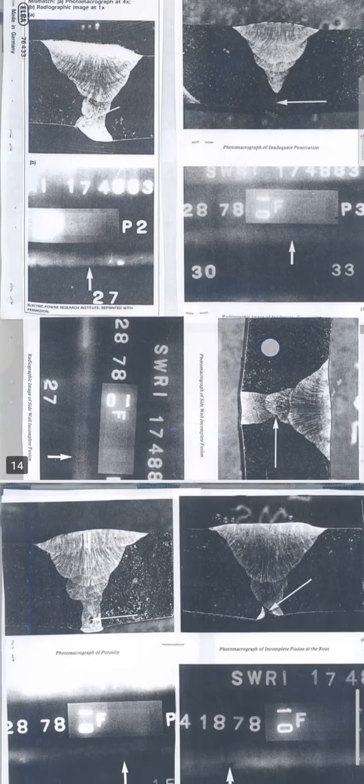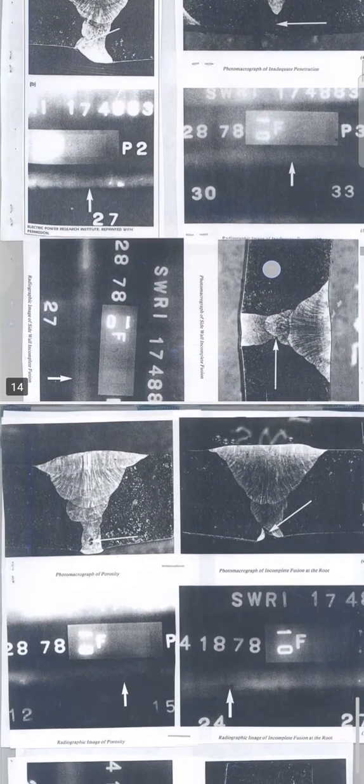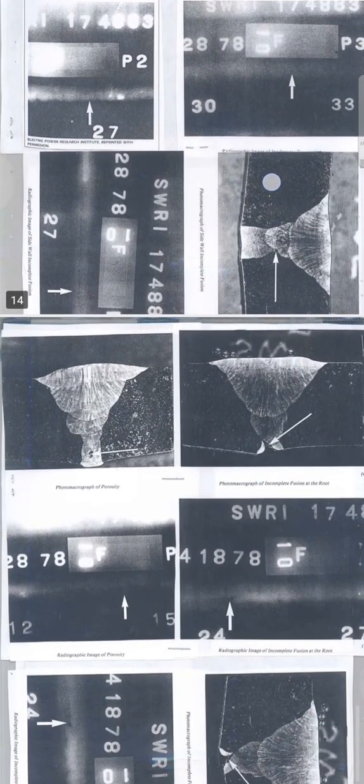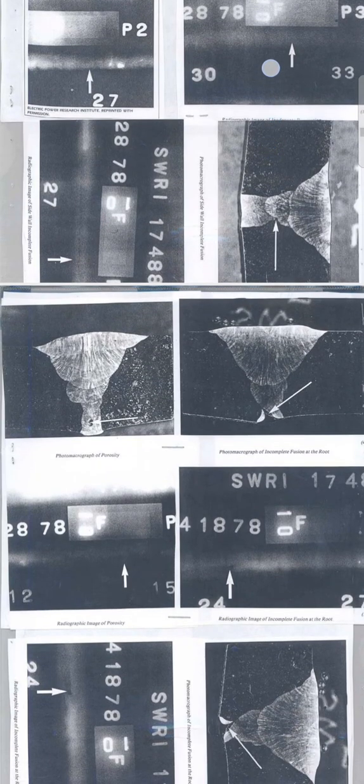Incomplete fusion is a condition where the weld filler metal does not properly fuse with the base metal. The appearance on a radiograph usually is a dark line or lines oriented in the direction of the weld seam along the weld preparation or joining area.